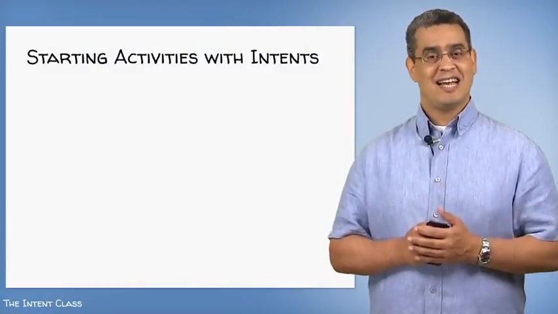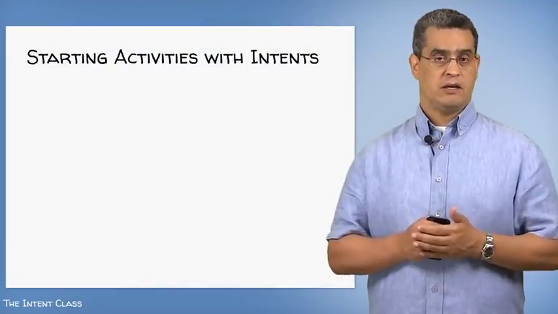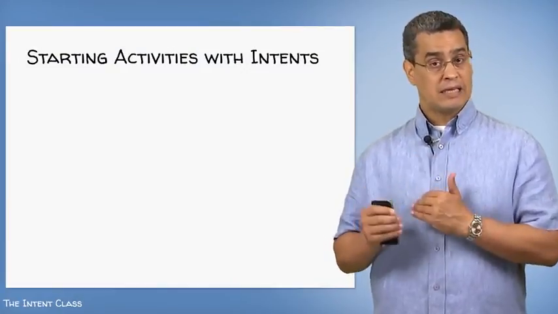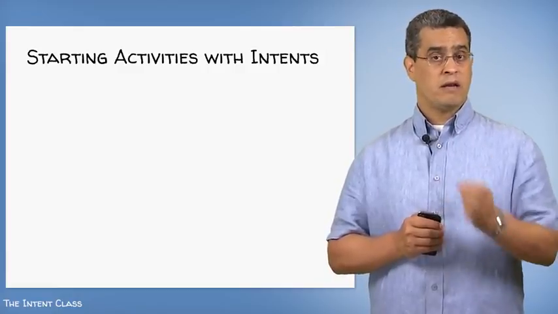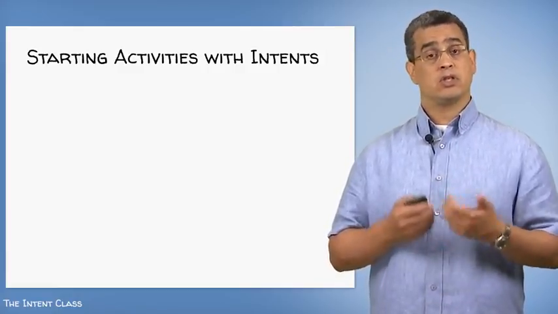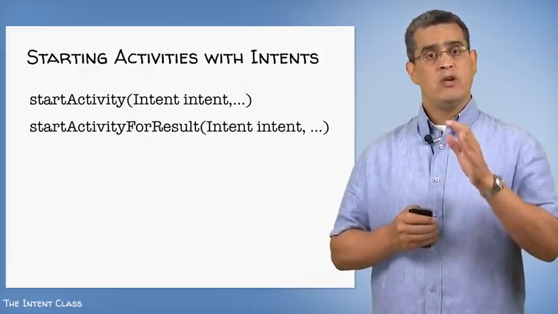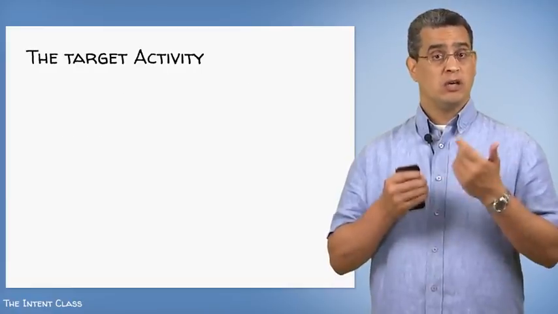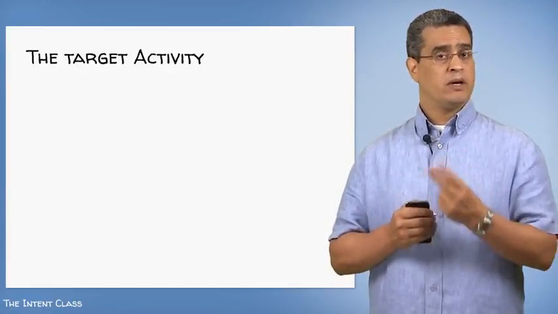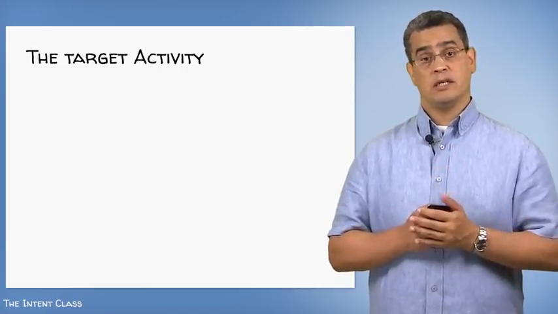So now that we've seen intents, let's talk about how you use intents to start activities. If you remember back to the last lesson, I talked about how you could programmatically start an activity using methods such as startActivity or startActivityForResult. When you use one of these methods, Android has to figure out which single activity it's going to start up. And there are two ways in which Android does this.